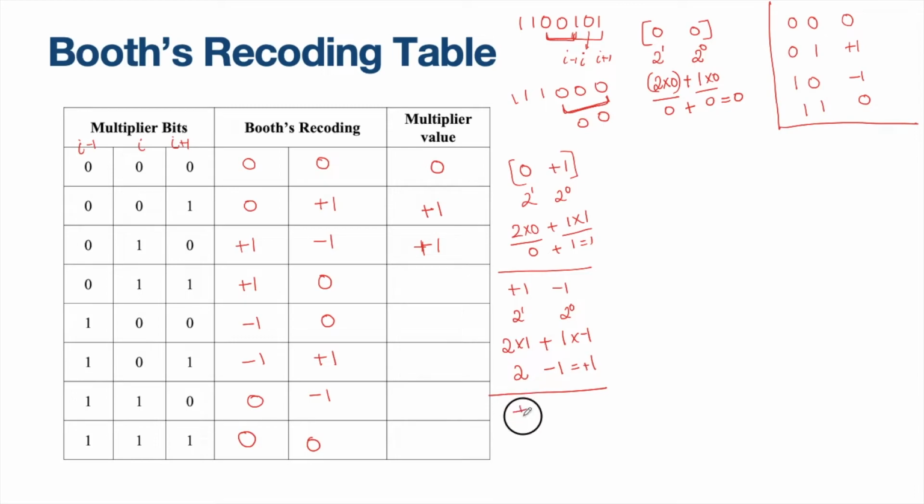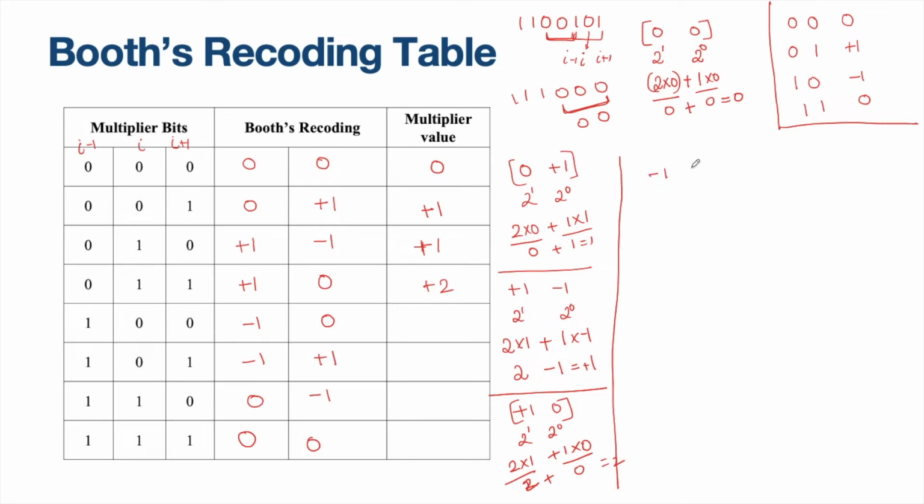And what about plus 1 and 0? Again it should be 2 to the power 0 and 2 to the power 1. 2 into 1 plus 1 into 0. So this becomes 0, this becomes 2. So 2 plus 0 equal to 2. So it is plus 2.